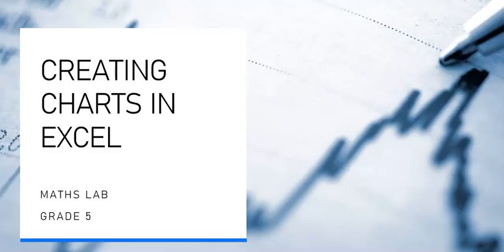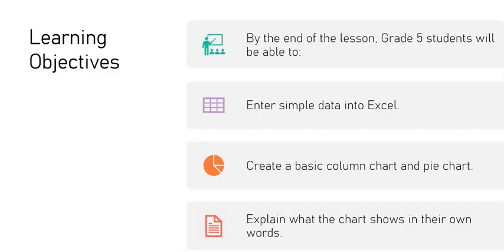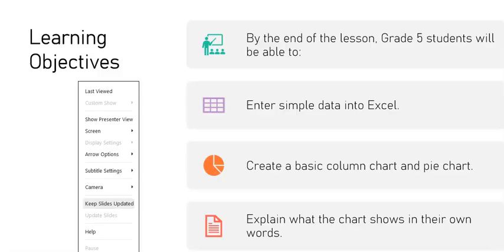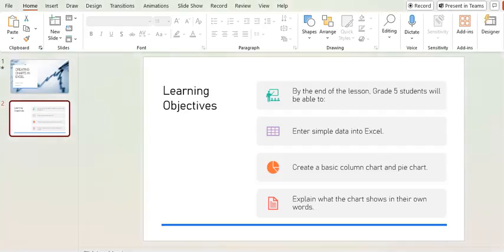Today, I'm going to show you something fun in Excel. We are going to turn numbers into colorful pictures called charts. Charts make numbers easier to see and understand. So our objectives for this class, by the end of the lesson, grade 5 students will be able to enter simple data into Excel, create a basic column chart and pie chart, and then also explain what the chart shows in their own words. Okay, so now let's go into our Excel worksheet.